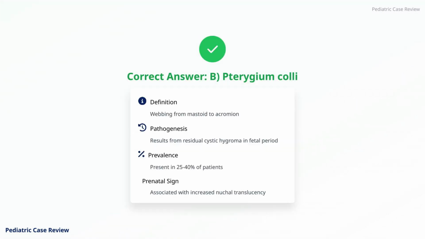The correct answer is B, pterygium colli, which describes webbing extending from the mastoid to the acromion. This results from residual cystic hygroma during the fetal period and is present in 25 to 40% of patients. It is associated with increased nuchal translucency on prenatal ultrasound, often the first sign leading to diagnosis.